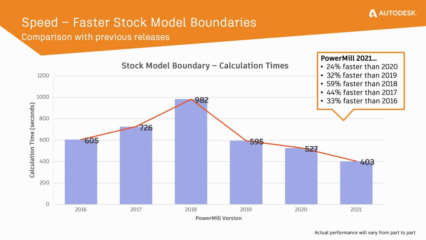Let's look at a similar chart for a different area of PowerMill's code. So this is the time taken to calculate a stock model boundary. Again, you'll see a similar pattern here. The time taken to calculate these particular boundaries in PowerMill 2021, well, it's 400 seconds, and that's 24% faster than 2020, 32% faster than 29, and a whopping 59% faster than 2018. And you can see a similar trend going right the way back to 2016. So again, great examples of PowerMill 2021 being faster than previous releases.